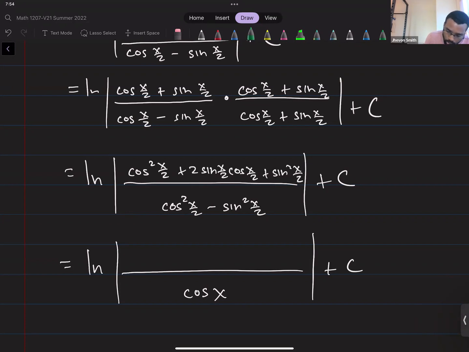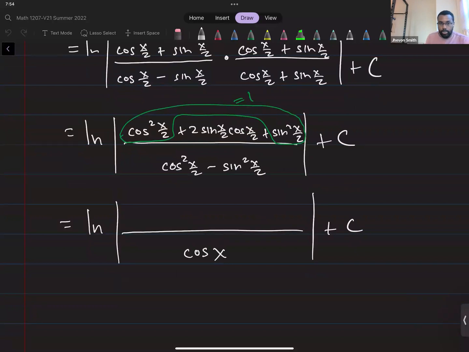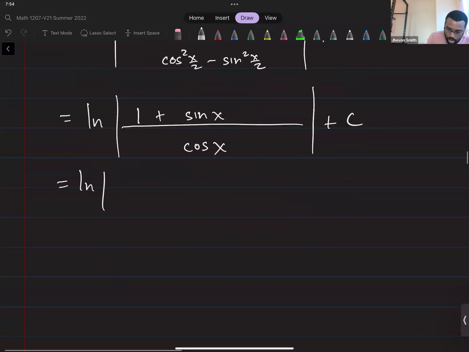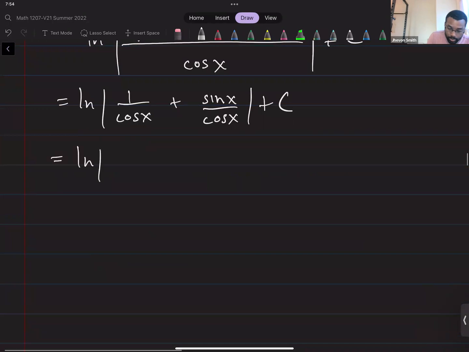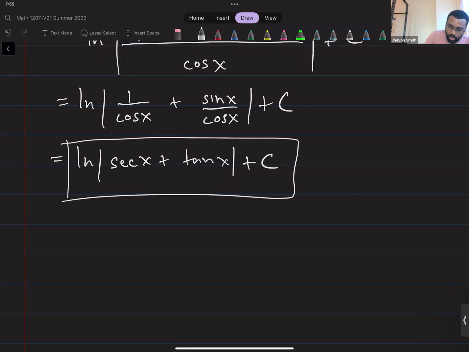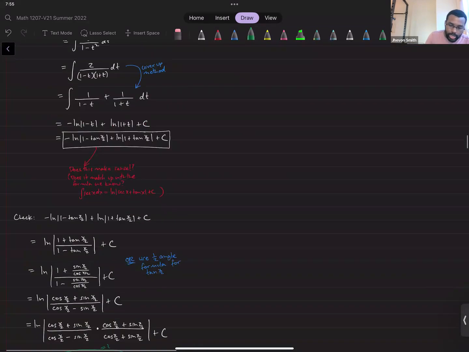Now, of course, cosine squared plus sine squared, well, that's just 1. And 2 sine x cosine x is sine of 2x. So this just becomes 1 plus sine x. And so we have 1 over cosine x plus sine x over cosine x. So yeah, it's the same. That's secant, and that's tangent. Yeah, so that's the answer in a different form.